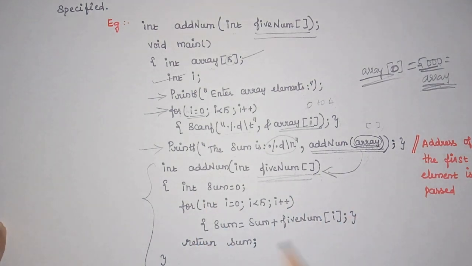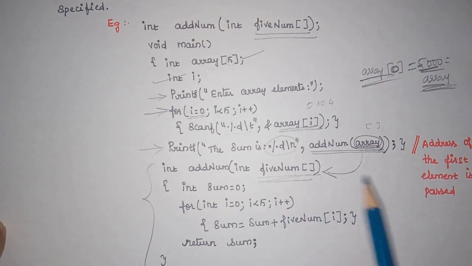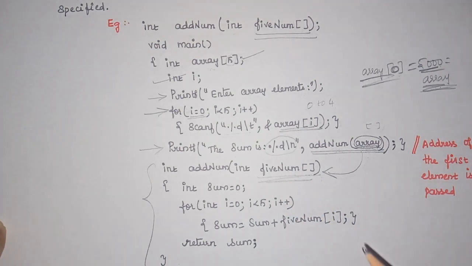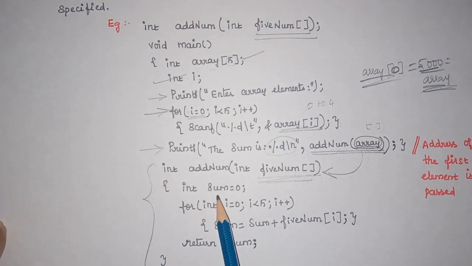Now we are going to perform the sum of the elements inside this array, right? For performing the sum of n elements, we have already seen an example. First we should declare a variable, and that variable should be initialized to 0. Then we have to use a for loop for performing the addition here, and the index value starts from 0 to 4.